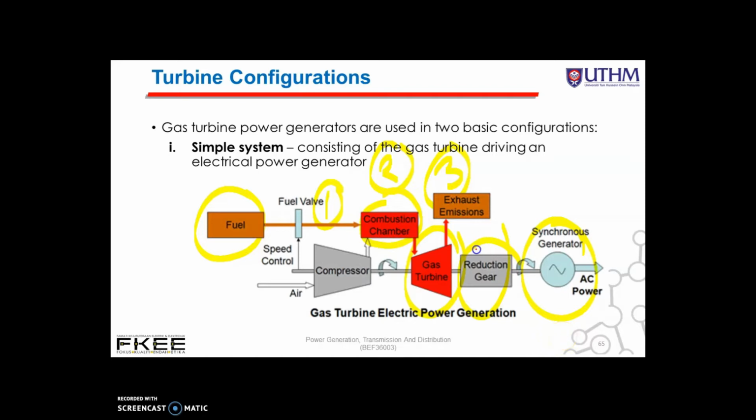Okay, as I mentioned before about the reduction gear that connects the gas turbine and the synchronous generator. The purpose of this reduction gear is to decrease the high rotational speeds of the turbine, which is approximately 12,000 RPM, to suit the generator speeds, which are only about 1,000 and 1,200 RPM, depending on the AC frequency of the electricity grid.